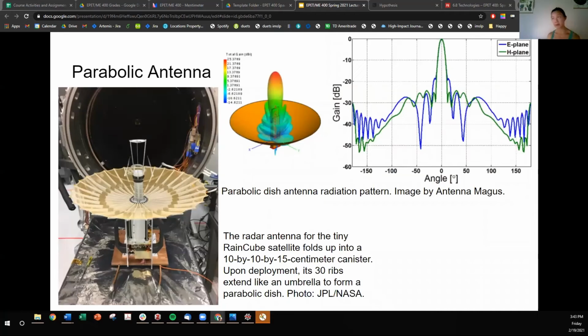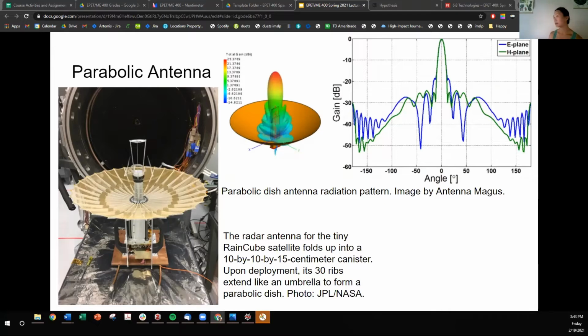Okay, and let's walk through other types of antennas. This is a parabolic antenna on a RainCube satellite. It's also a CubeSat, but it's larger and more capable. So here we see this parabolic dish. Its gain radiation pattern, you can see it's directional because there is this high gain along the boresight of the dish, and then lower gain at different angles. And you can see that depicted in this graph.